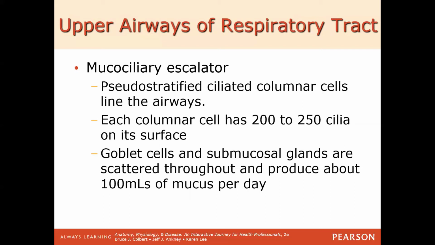The mucociliary escalator is a fancy name for the system that moves mucus through our respiratory tract. We have pseudostratified ciliated columnar cells that line our airways. Each one of these cells has 200 to 250 cilia on its surface. Remember, cilia are those little tiny hairs. The goblet cells and submucosal glands scattered throughout our mucus lining are what's actually producing the mucus. They each produce about 100 milliliters of mucus per day.